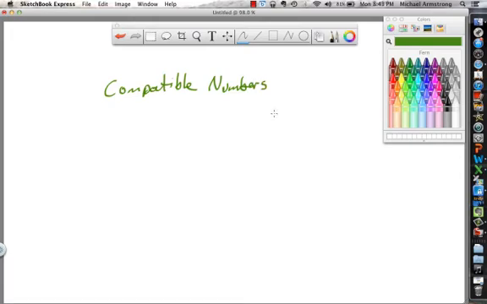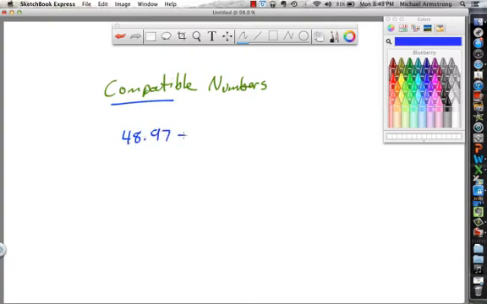And they are compatible because they go together. That's probably the best way to describe them. They go together, they are compatible. Now these are almost the same numbers as the ones we just did, but they don't work as well.